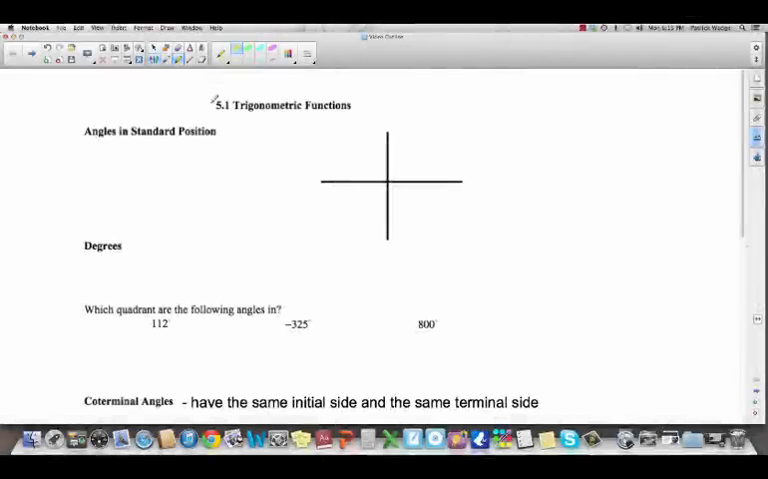Okay, new chapter, chapter 5, and the first section's on trigonometric functions. Good news. The first two sections here, most of it's review from last year. So it's kind of a nice way to start.